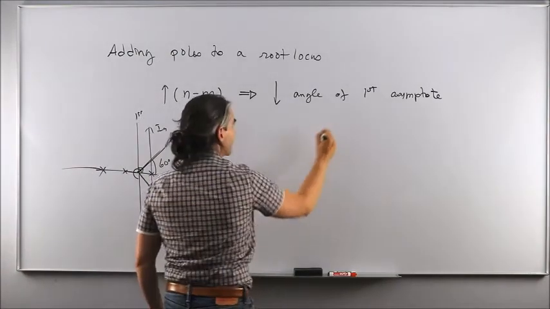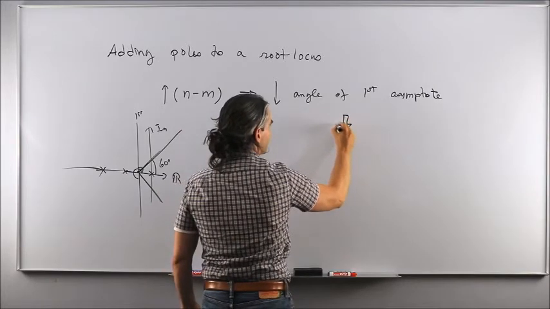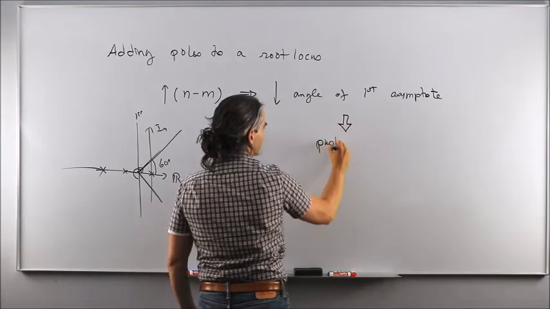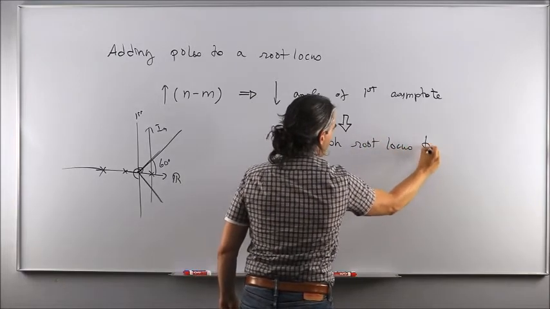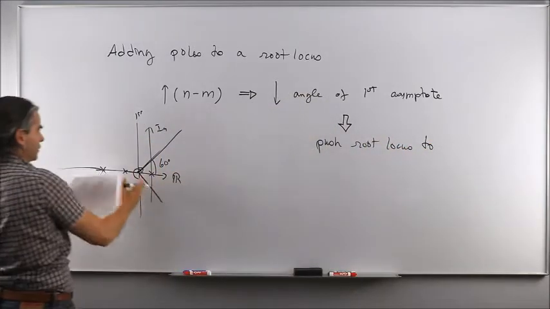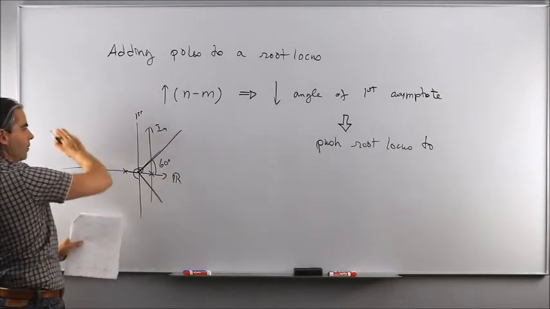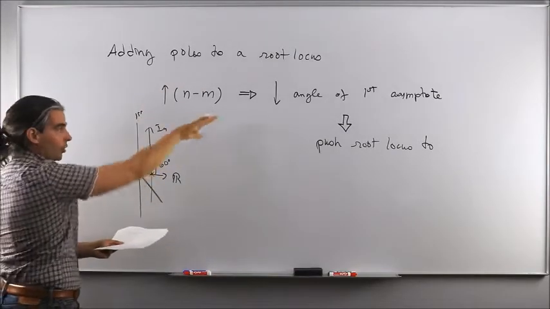The effect of this is that it is going to push the root locus to which direction originally, and then one more pole, boom, we're going to the right.